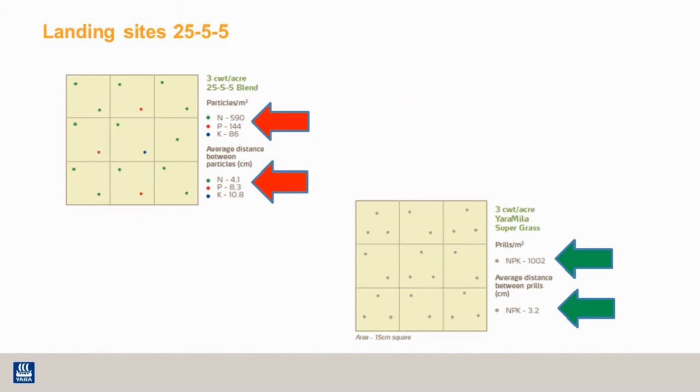So for the phosphate part shown as P, we see the number of particles is 144 per square meter for the blend, as shown against the top red arrow, and just over 1,000 for the Yara CCF as shown against the top green arrow. The distance between the P landing sites is 8.3 centimeters for the blend as shown against the bottom red arrow, and only just over 3 centimeters for the Yara CCF shown against the bottom green arrow. And this will go some way to explain yield benefits found in trials using a Yara CCF, as it will give a better supply of nutrient to the crop.